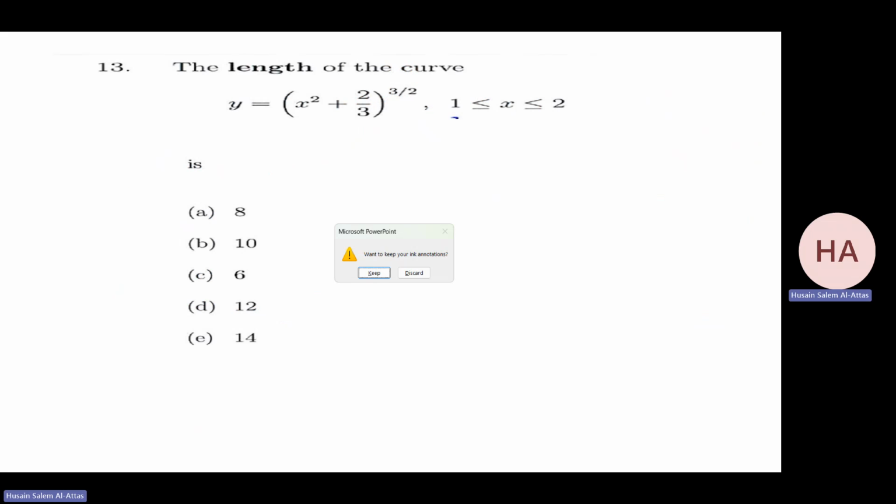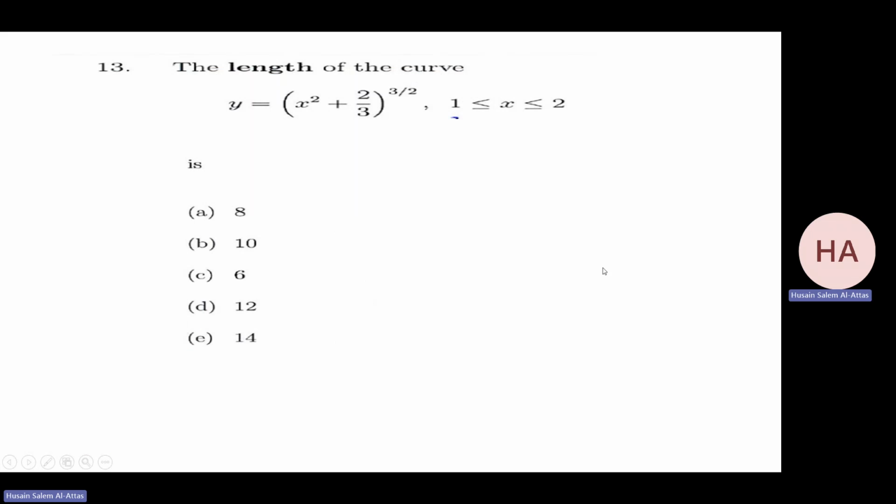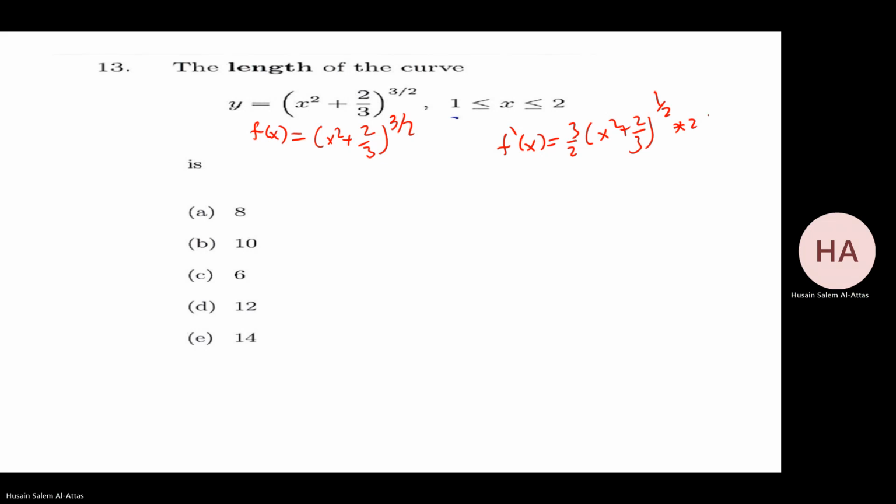I think we did a good number of questions. Yeah, let me do the next two, then I will stop. The length of this curve, this is f of x equal this. So it will be f prime. It will be 3 over 2, x squared plus 2 over 3 to the power half times 2x. That will be 3x.